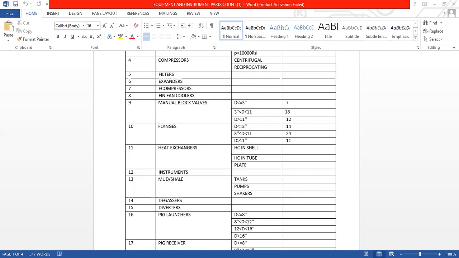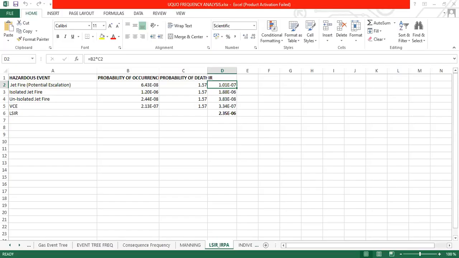So the last thing I'm going to do is show you an Excel sheet of the sample frequency analysis that I did last year. Let me stop sharing this. Let me show you a sample frequency analysis. So this is a sample frequency analysis that was done.